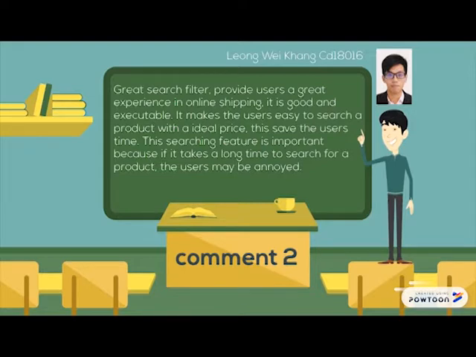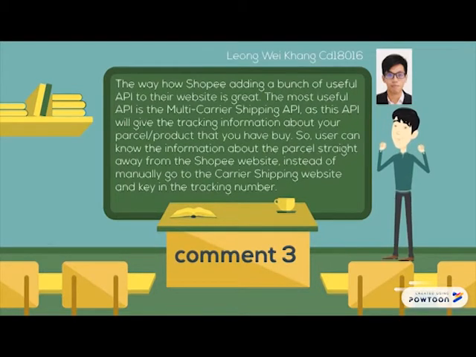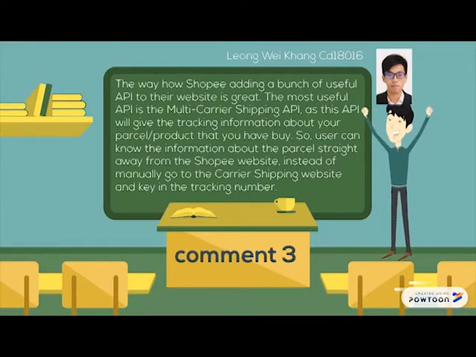The third comment. The way Shopee adds a bunch of useful APIs to their website is great. The most useful API is the multi-carrier shipping API, as the API will give the tracking information about the product that you have bought.